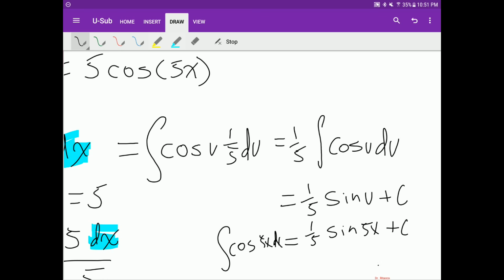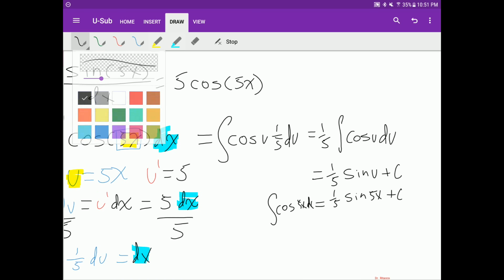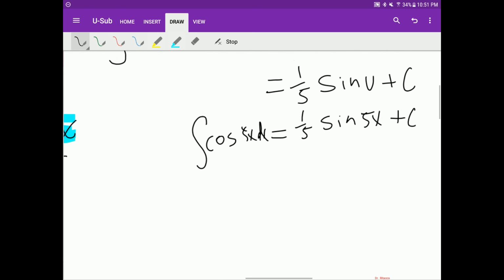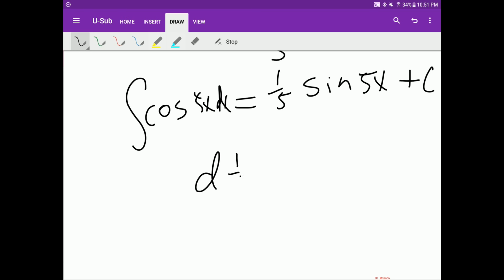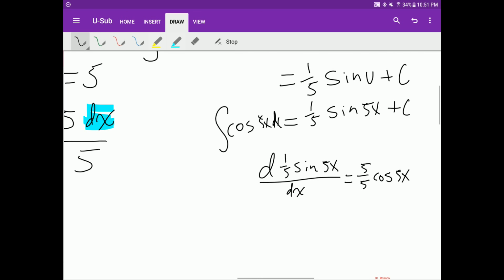Now, if we wanted to test that, all we have to do is take the derivative. So we can just ask ourselves, what's the derivative? Well, the derivative of sine is going to be cosine. Cosine 5x, my inside function is 5. I'm going to have 5 over 5 cosine 5x. And so we're going to be left with cosine 5x. And lovely, cosine 5x and cosine 5x are the same.